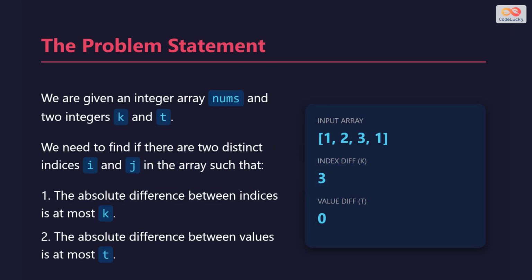Let's look at what we are given. We have an array of integers called nums and two specific integer parameters, k and t. Our goal is to find two distinct indices, i and j, that satisfy two specific conditions.